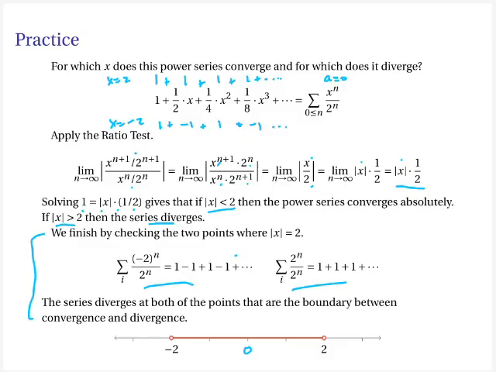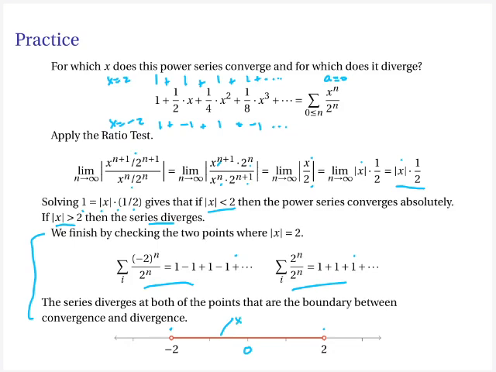Clearly, this one diverges because the partial sums ping-pong back and forth between 1 and 0. And this one diverges because it adds to infinity. Okay, so the series diverges at both boundary points, both the left and right-hand boundary points. And so I've got this picture here, the full picture of convergence or divergence.